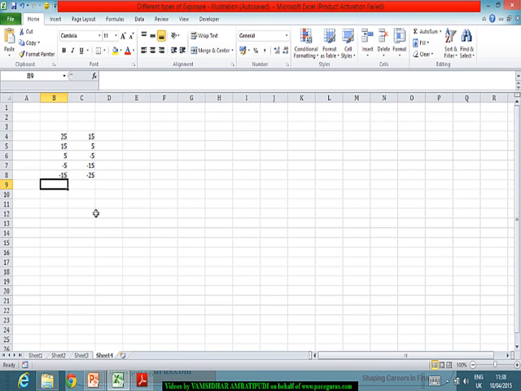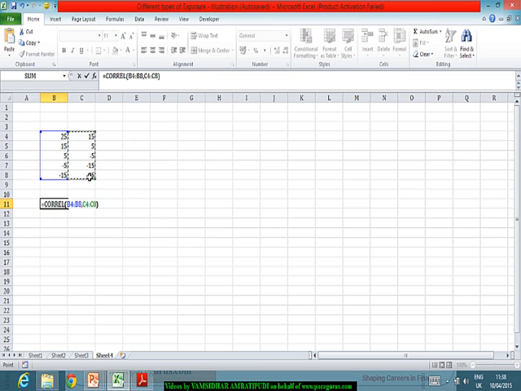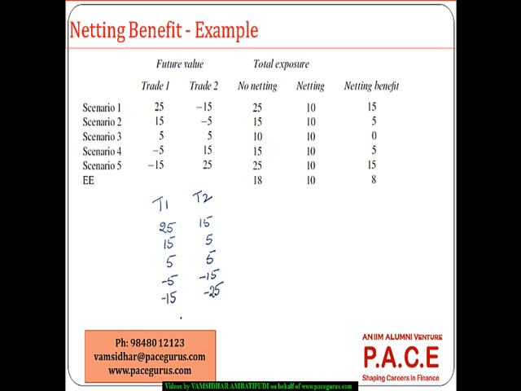Right, let's say these are the ones. Now if I take the correlation between these two exposures, it is very close to 1, which means they are very much running in the same direction. They are moving in the same direction.